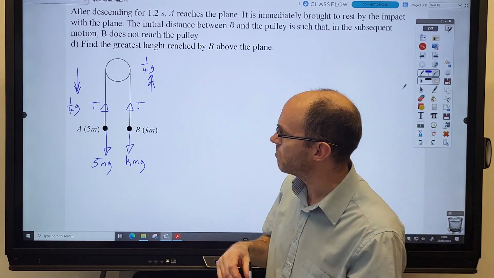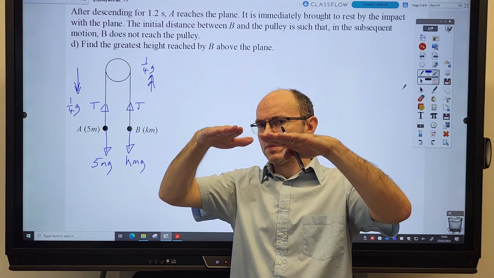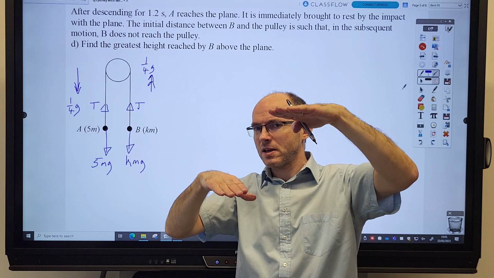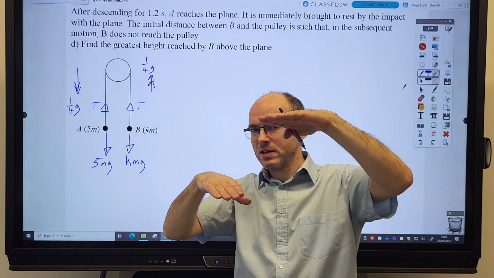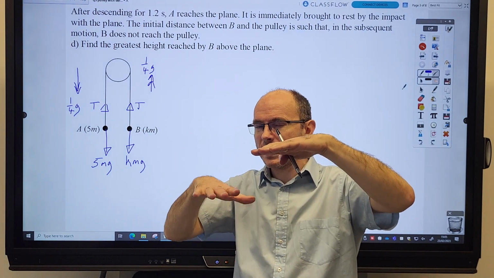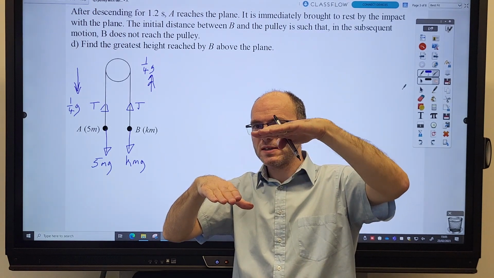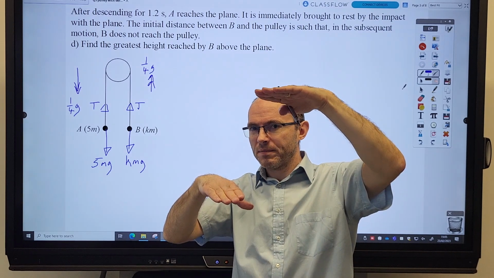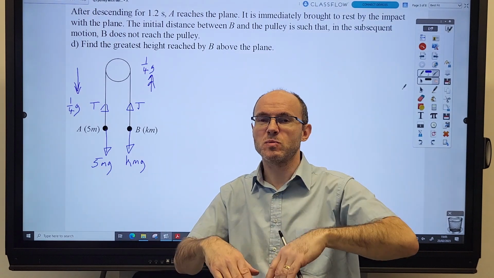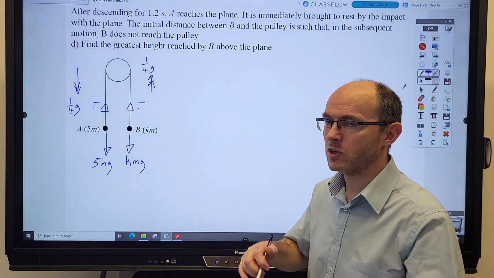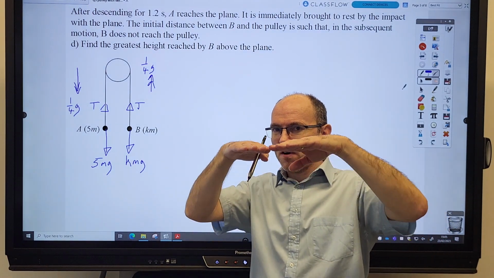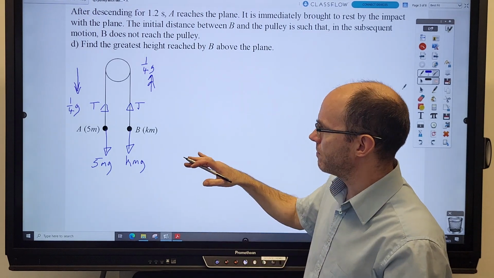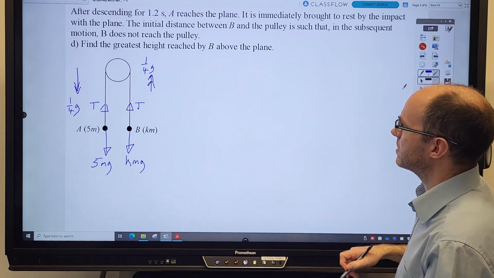So let's just think about that for a moment. A is going to hit the plane, B is going to move the same distance, of course, but then B is not just going to suddenly stop dead, is it? No. So B is going to go up a little bit more. A will stop dead as it hits the plane, but B will go up a little bit more, before gradually coming back down again. Once it goes up, it comes down again. We've got to do calculations to work out how far it is before A hits the plane, and then how much further B goes up. Let's do that first. Let's see how far it is before A hits the plane, because I'm not told that.